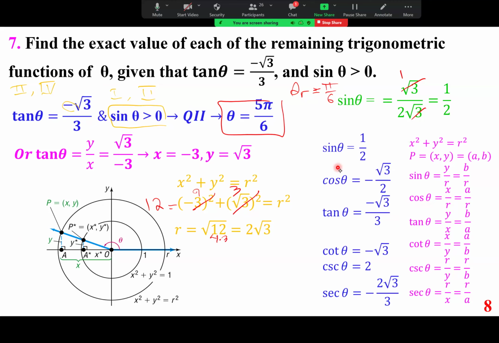What matters is understanding how you arrive at the quadrant. Therefore, how you arrive at x and y. And using x squared plus y squared equals r squared, how you get r. And you just plug it in.